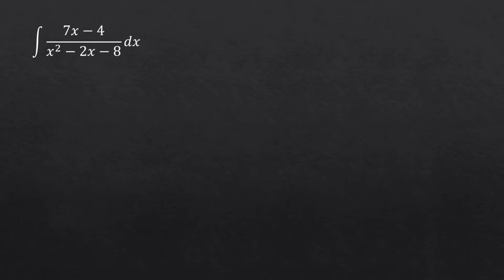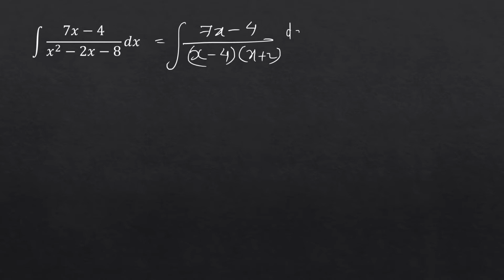So the first step that we are going to do over here is to see if we can factorize it. Here I have got x square minus 2x minus 8. It's a quadratic expression, and we can rewrite it as, we need the product as minus 8 and the sum as minus 2. So we can write x minus 4 times x plus 2 dx. If you're having difficulty with how I factorized it so quickly, I will be making another video on quadratic factorization and you can watch it later.